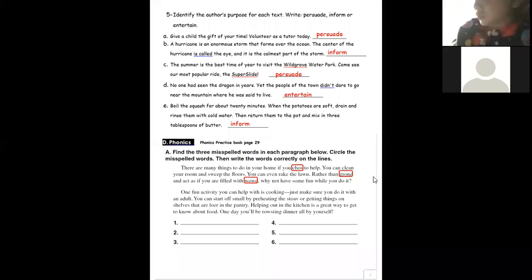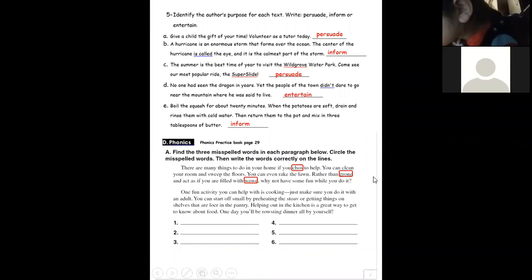Thank you. Okay, Mira. Mira, you didn't participate today, I think. Yalla, the last paragraph, before the time ends in 1 minute. Let's find the 3 misspelled words. One fun activity you can help with is in the next paragraph. Just make sure you do it with an adult.